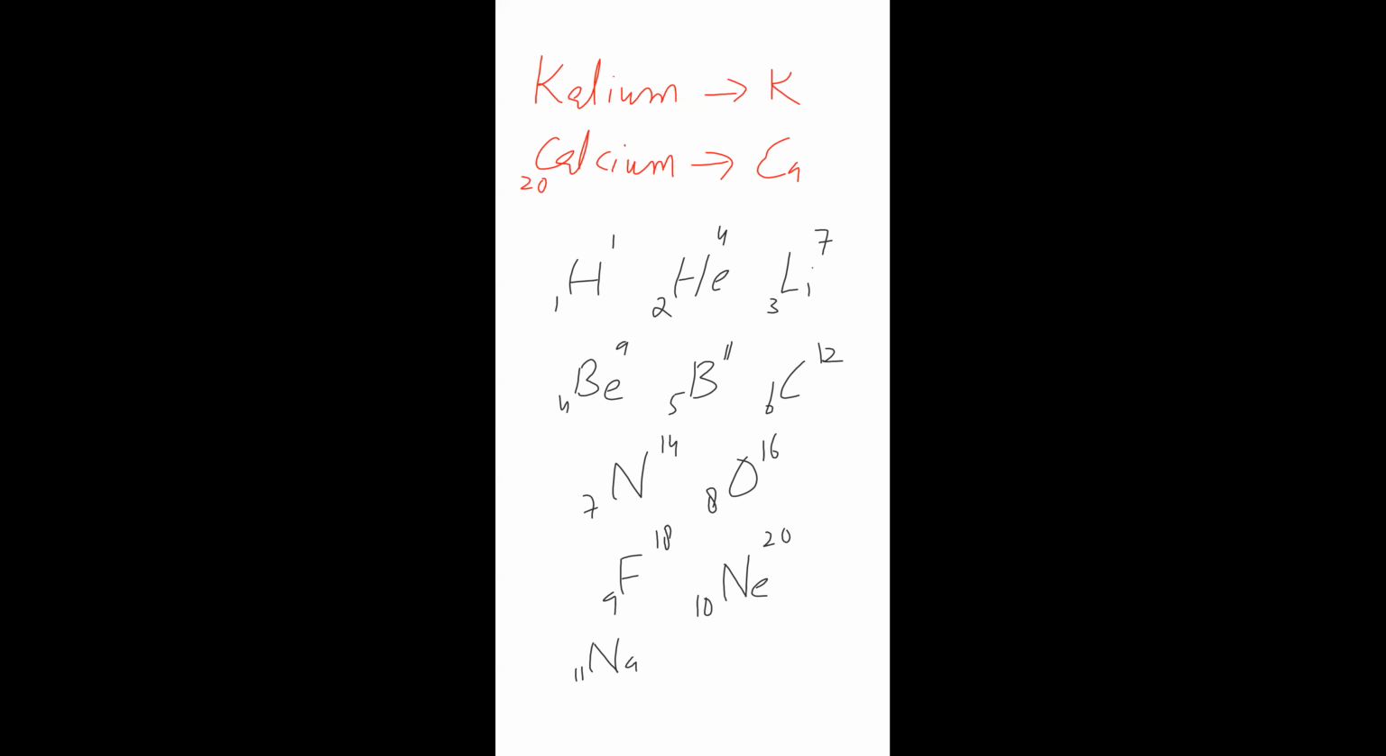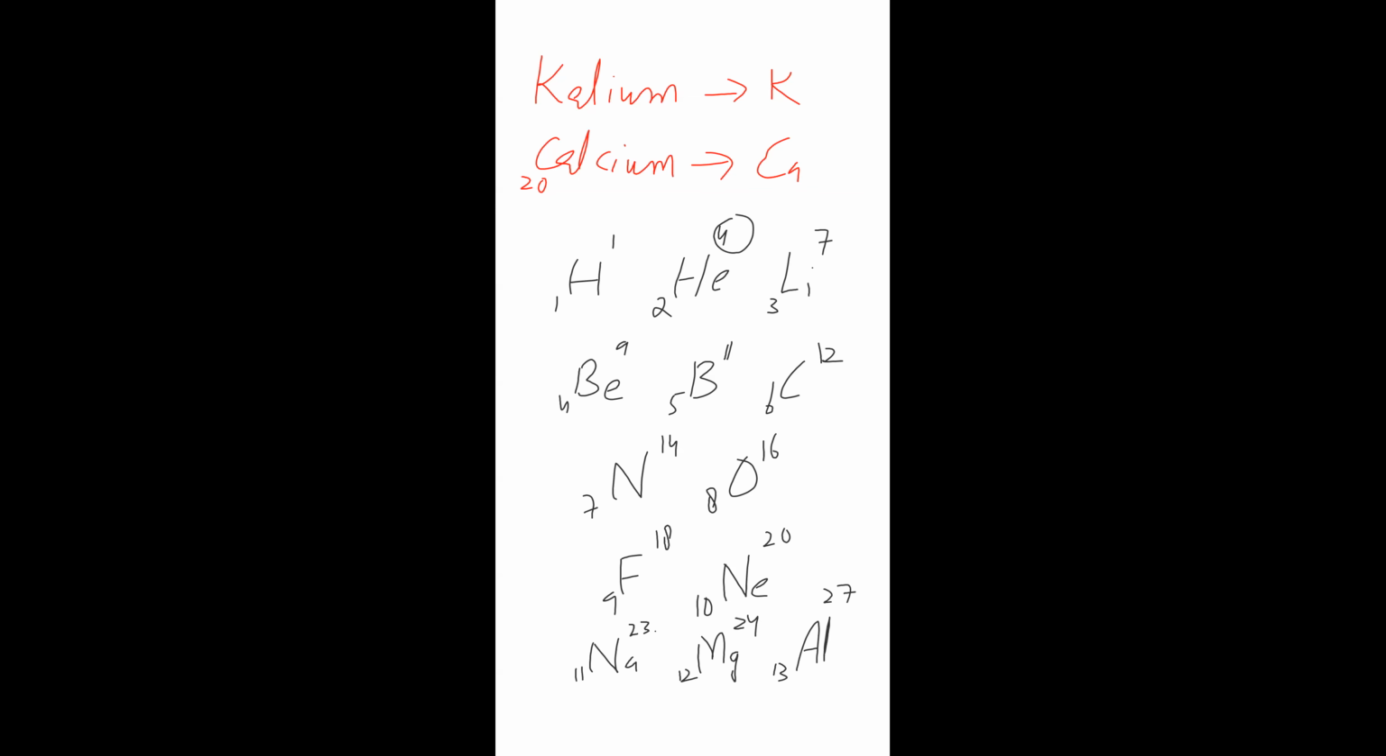Are you having any doubt? What is the atomic mass of helium? Helium atomic mass will be 4. I have written down 4 here. Then we have sodium, atomic number 11, so its mass is 23, right? Then magnesium, atomic number 12, so its mass will be 24. Similarly aluminum, atomic number 13, mass is 27. Got it?